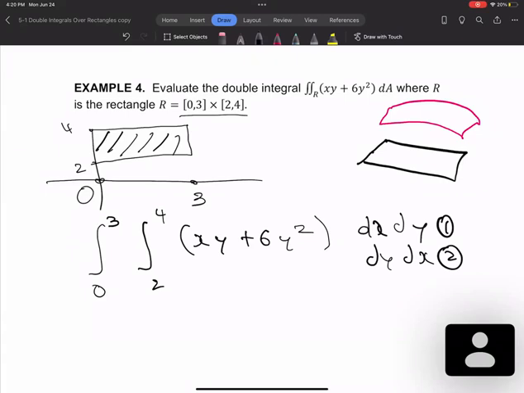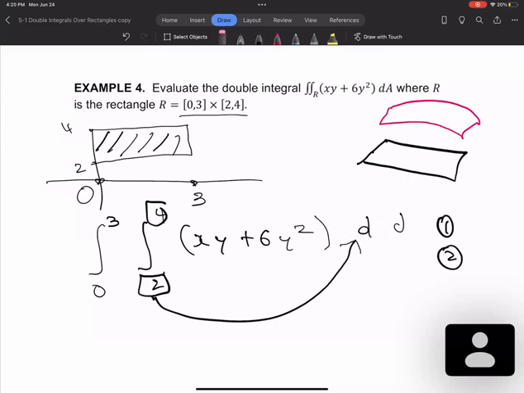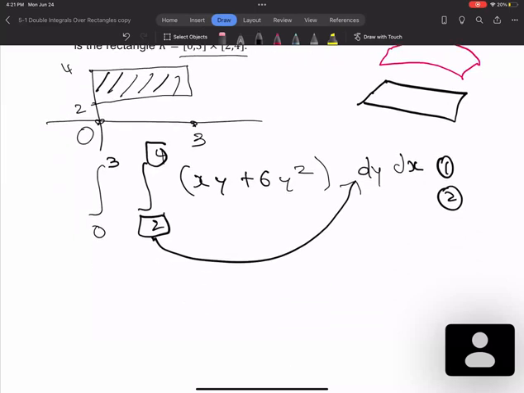dx dy, let's see. So x moves between 0 and 3. But the first one is 2 and 4, so this one goes with this one. Okay? So no, it has to be the other one. So it has to be dy dx. If you want to write dx dy, you have to change the order of integration.